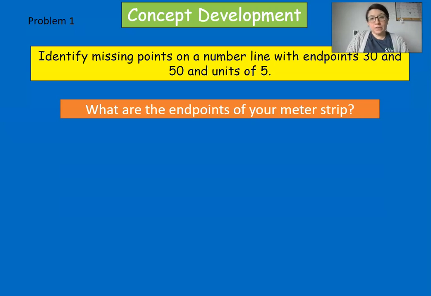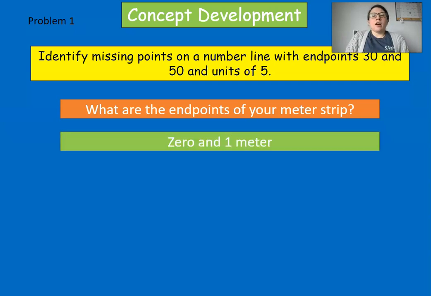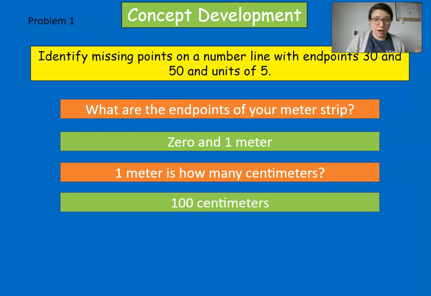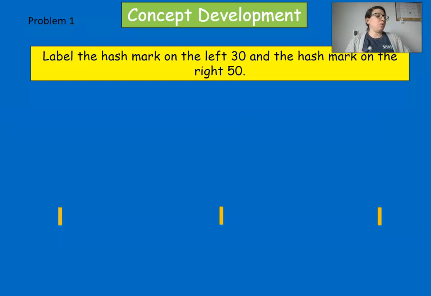We're going to use a meter strip if you have it. On a meter strip, we have 1 and we have 0 and we have 1 meter, right? How many centimeters are in 1 meter? 100. Awesome. Keep that in your brain. Okay, so what we're going to do, if you don't have a meter stick, if you don't have a ruler, we're just going to create it on our paper. So what you're going to do is draw a line. Easy peasy. And you're going to want 2 endpoints. The endpoint on your far left is going to be 30. And the endpoint on your other end is going to be 50. Remember, we can make a number line with any numbers as long as they are in order.